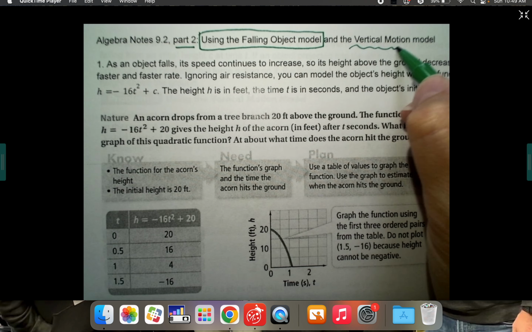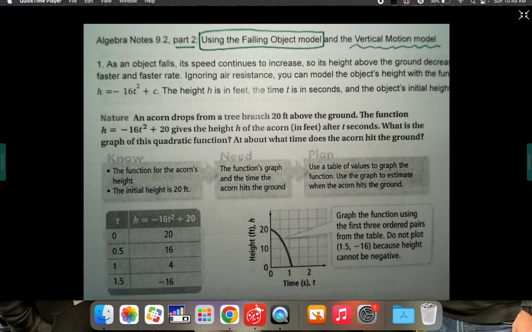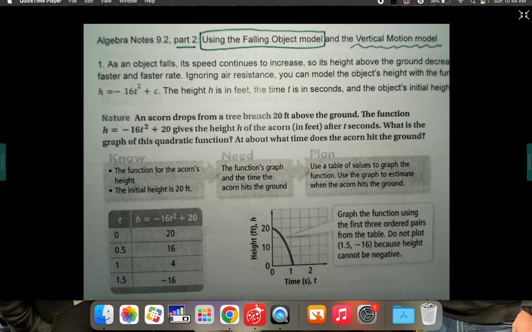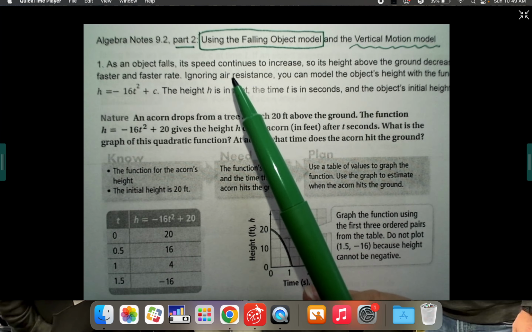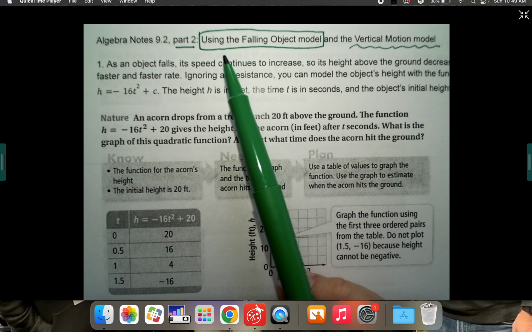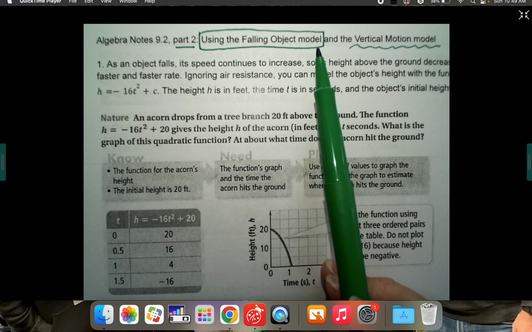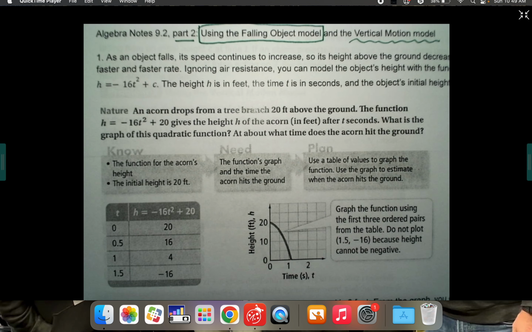The vertical motion model is kind of an extra. You should see it, especially if you intend to take physics. And so I'm going to do a problem like that, but the one I really need you to pay the most attention to, sorry about that, is this first page. That's the using the falling object model. This will be on your test and it will likely be seen again later this year.